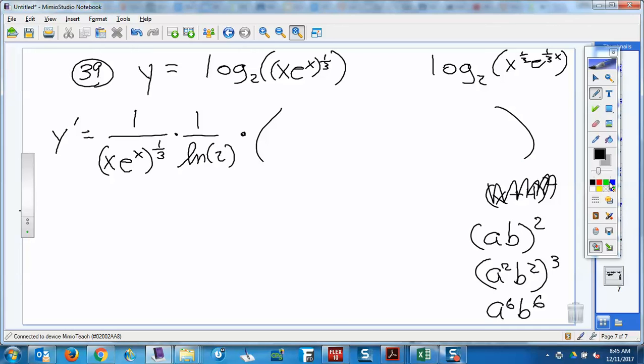So it's just 1 over the inside, 1 over ln2, and now I got to do the whole thing. Okay? So that's not bad. So now I'm just looking at the blue part. I'm going to bring the 1/3 down front. I'm going to leave x e to the x to the negative 2/3, right? Times the derivative of its inside. So big set of parentheses, and now all I'm looking at is the inside of that. So the inside of that is product rule. Derivative of x is 1, e to the x left alone, plus x left alone, derivative of e to the x, e to the x. That really wasn't that bad.